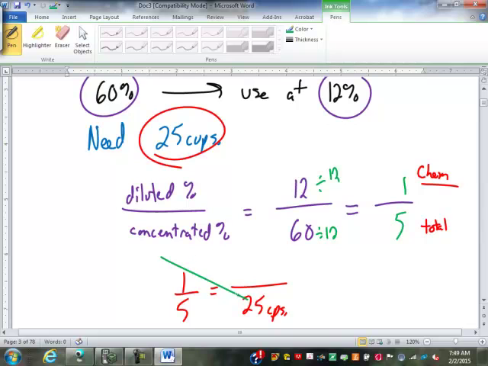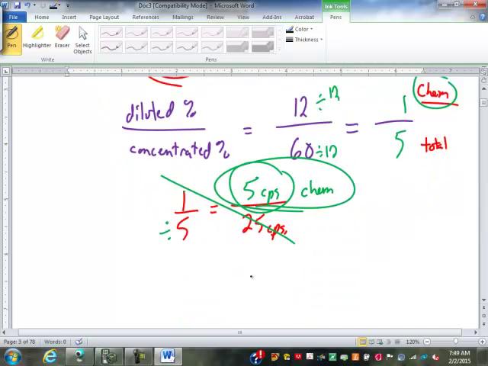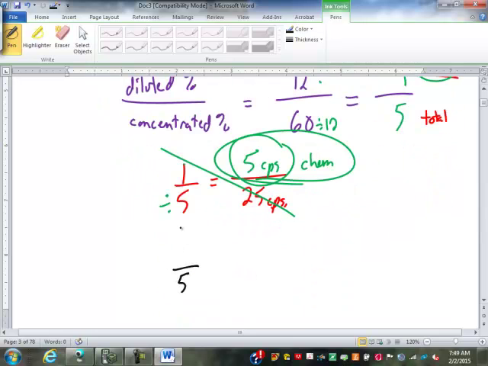If I cross multiply and divide here, of course I'm going to get 5. What does that 5 represent? 5 cups of, what did the 1 represent? That is the concentrated chemical. So I'm going to use 5 cups of the concentrated chemical. Now, of course, I can do 25 minus 5 to get 20 cups of water. Or, if it's 1 out of 5 parts chemical, 4 out of 5 parts are the dilutant, or the water. Cross multiply and divide will give us 20.